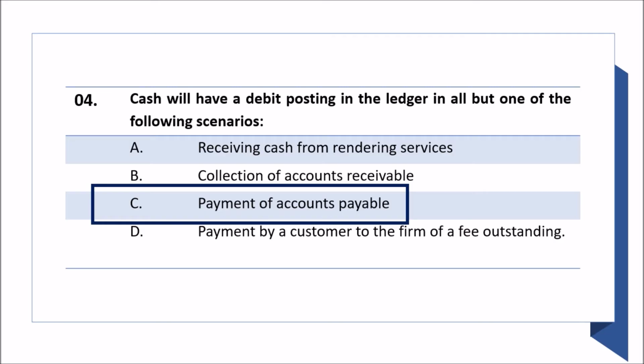Letter D, payment by a customer to the firm of a fee outstanding. Someone paid to an entity. So basically, that's a customer paying to an entity, and that's similar to a collection of an account receivable. So the best answer is letter C. A payment of account payable will credit cash. Debit accounts payable, credit cash. When we pay liabilities, we credit cash. And we further go on with question number 5.